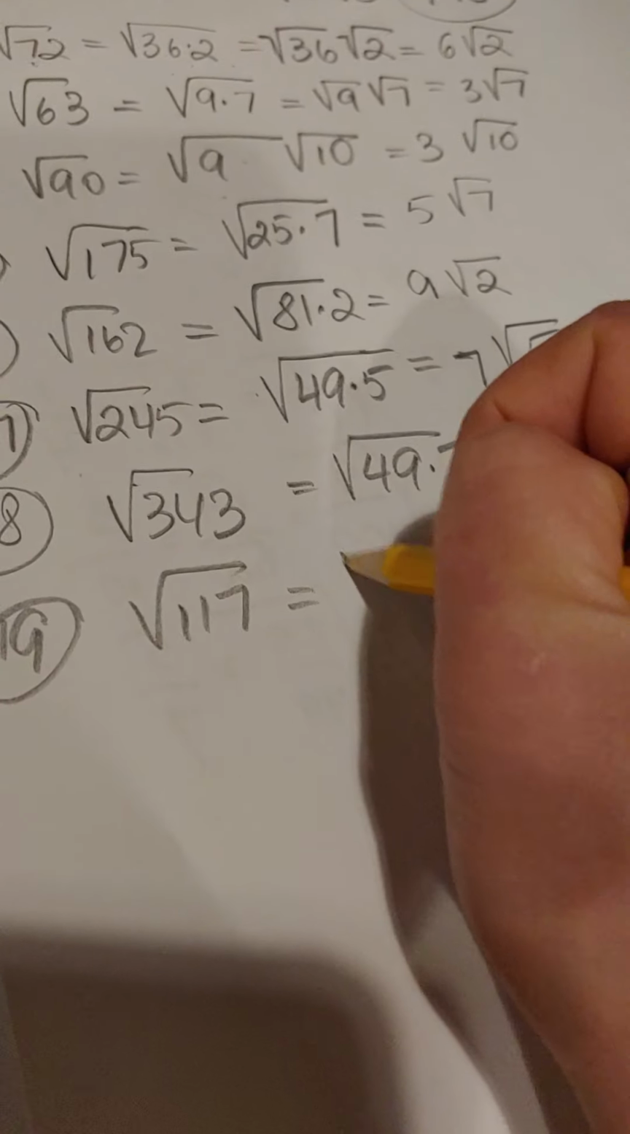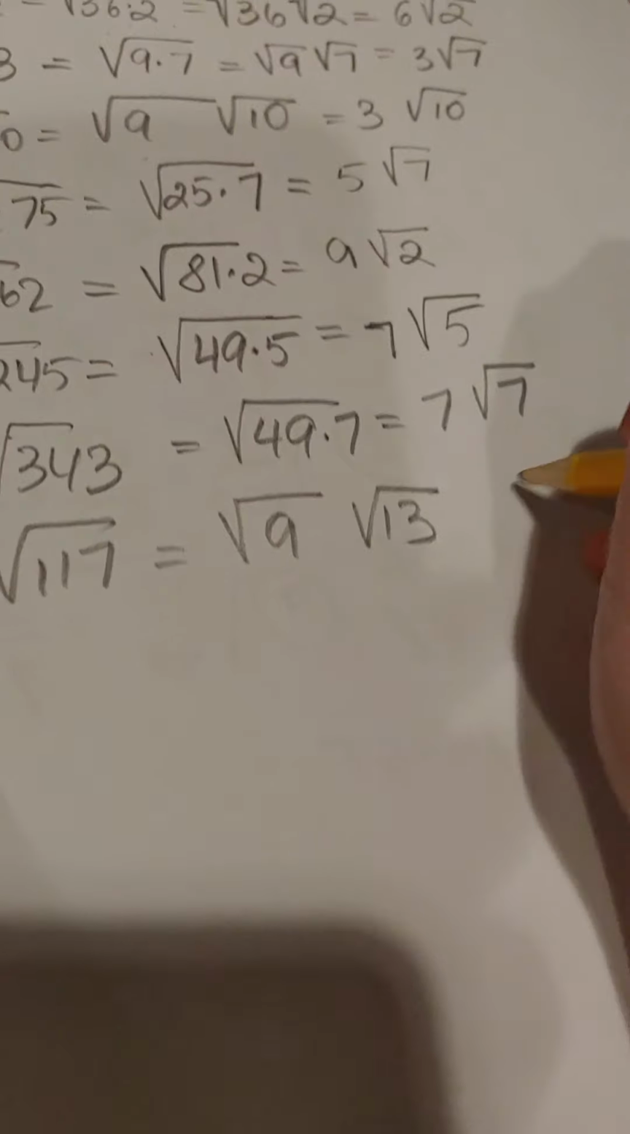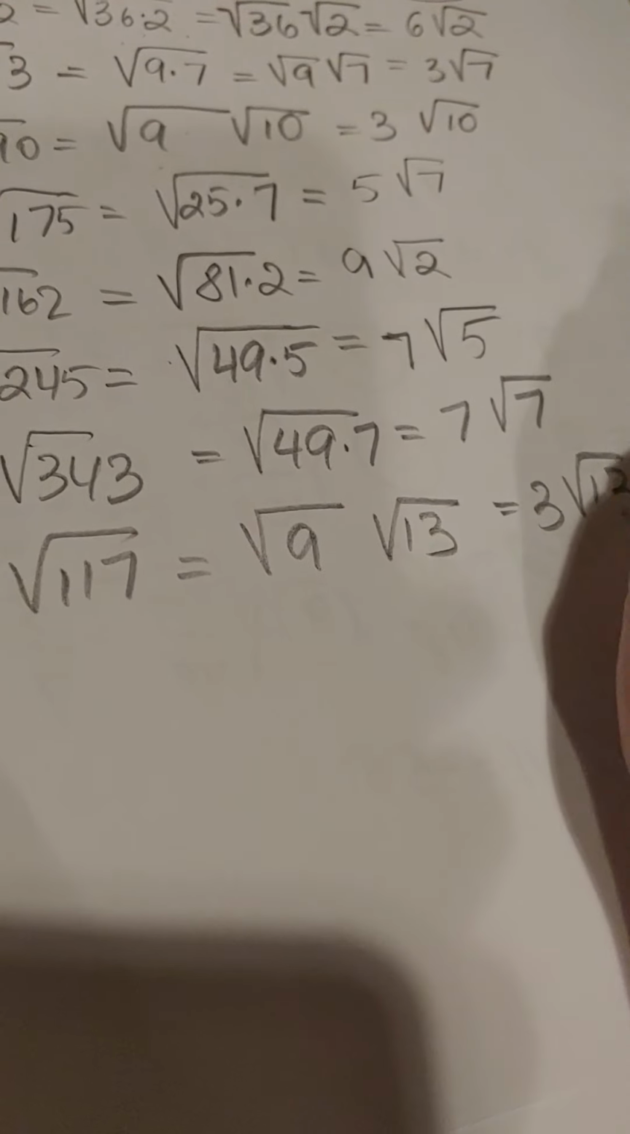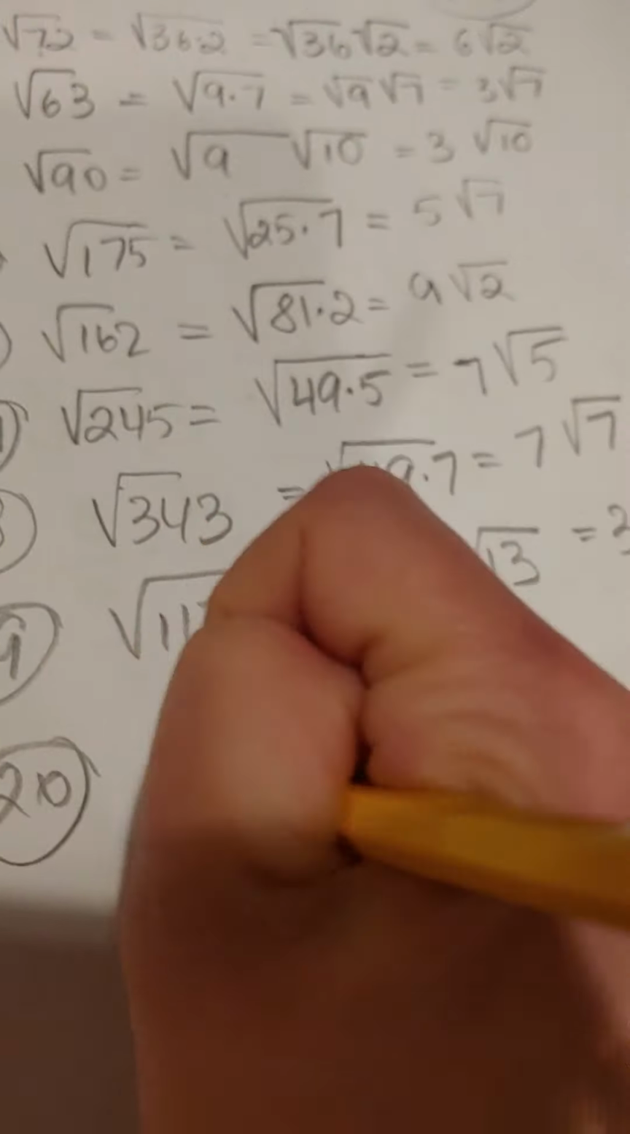So 117 can be broken down into 9 and 13. Square root of 9 is 3. Square root of 13. Number 20, square root of 28. 28 can be broken down into 4 and 7. Square root of 4 is 2, and then square root of 7 is left alone.